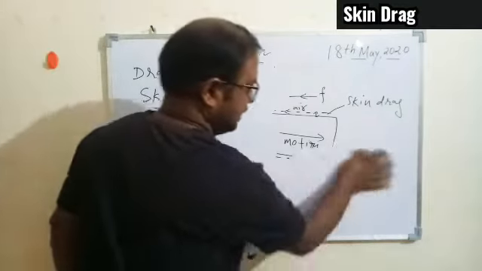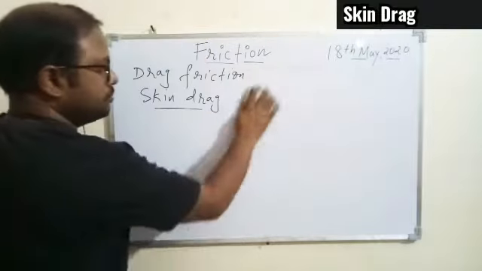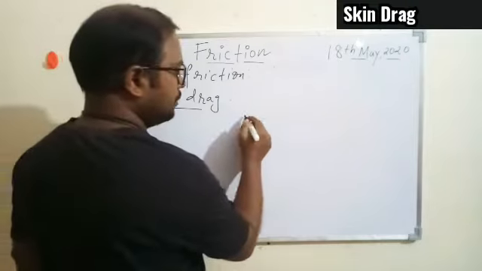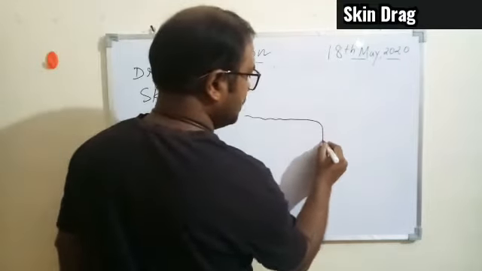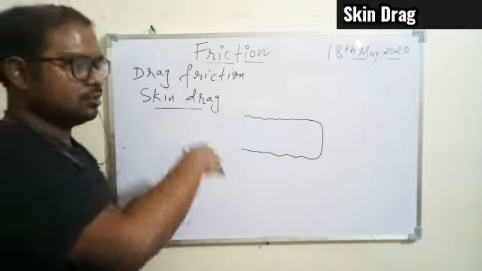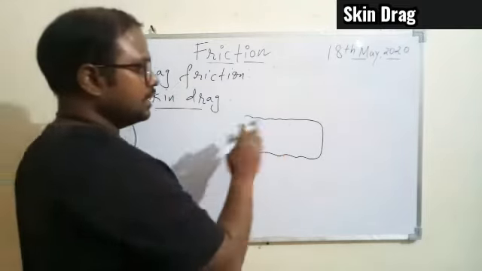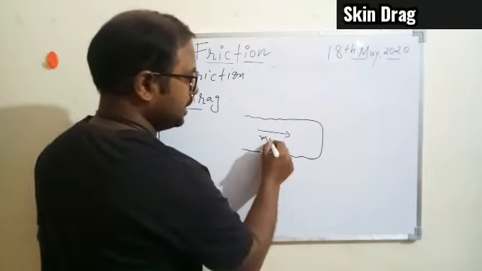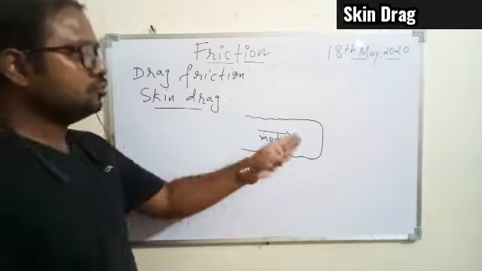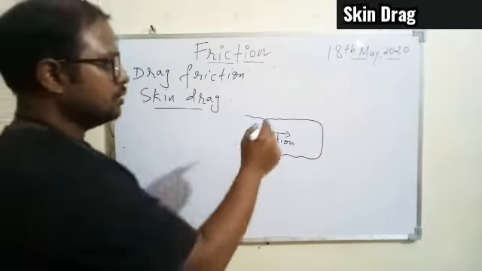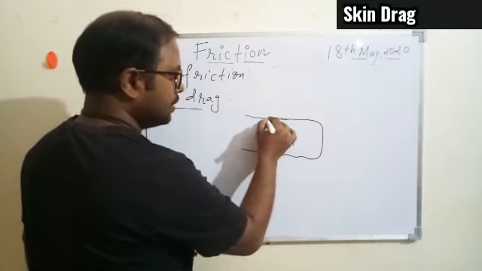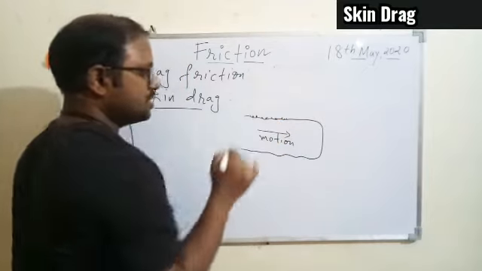We know any surface is not 100% smooth. Any object that we draw will have some irregularities. So I am drawing the same object. Now it will have lots of irregularities on the side surface. Take an example: this object is moving in this direction, motion. Once it moves, air molecules will come, and the air molecules will try to fill the irregularities of the surface.